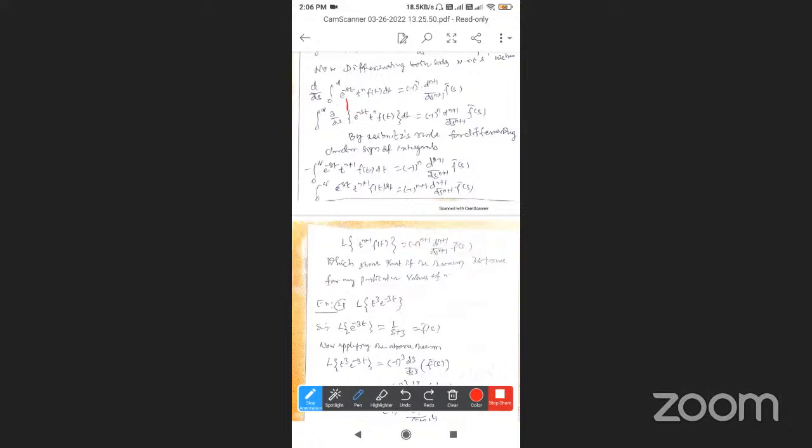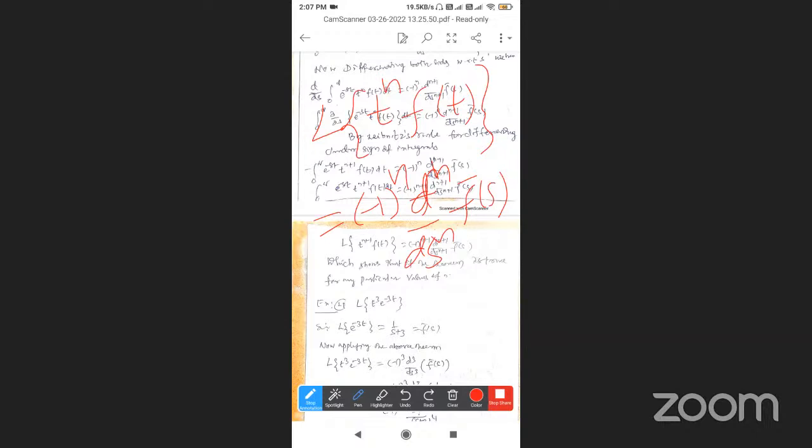First, the result is true for n is equal to 1. Then we assumed it for n, and it is true for n plus 1. So it is completed by the principle of mathematical induction. The theorem: the Laplace transform of t power of n into f of t is equal to minus 1 whole power of n, d power of n by ds power of n, the derivative with respect to s, of f bar of s, for n is equal to 1, 2, 3 and so on.